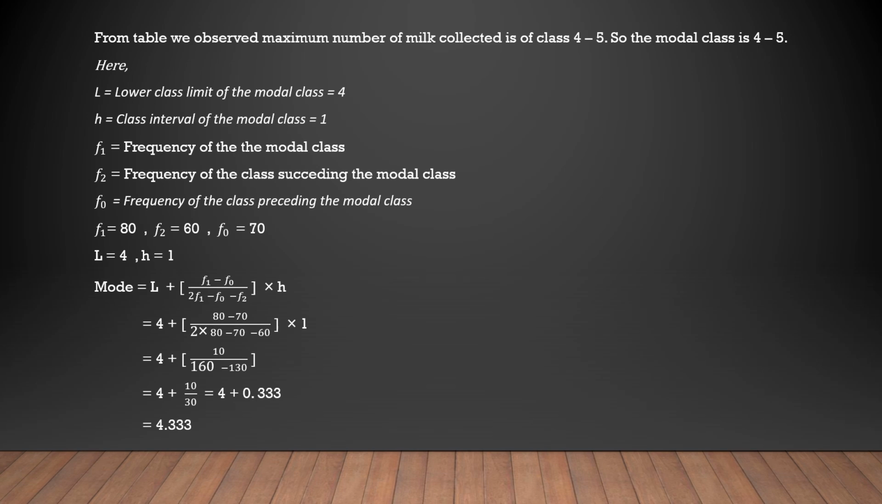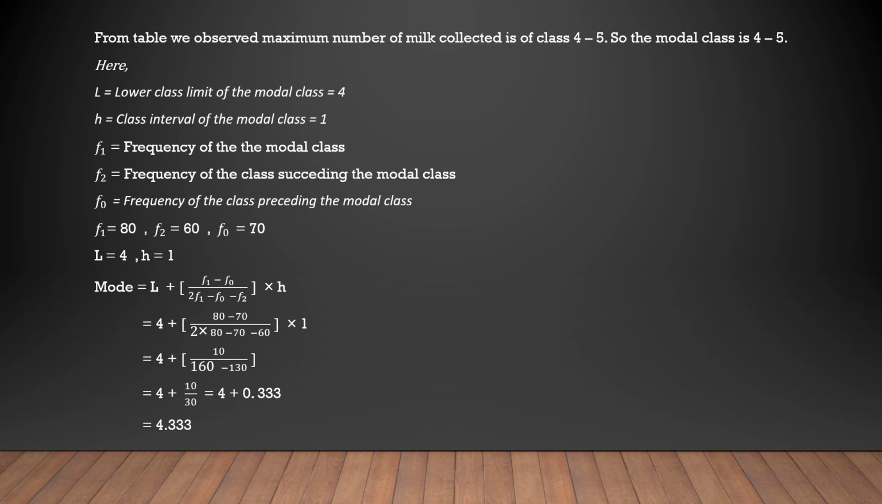Then the formula to find mode. Mode is equal to L plus, in brackets, F1 minus F0 divided by 2F1 minus F0 minus F2, into H. Then we put all the values in this formula. L is equal to 4. 4 plus F1 is 80, F0 is 70: 80 minus 70, over 2 into F1, F1 is 80: 2 into 80 minus F0, which is 70, minus F2, which is 60, into H.